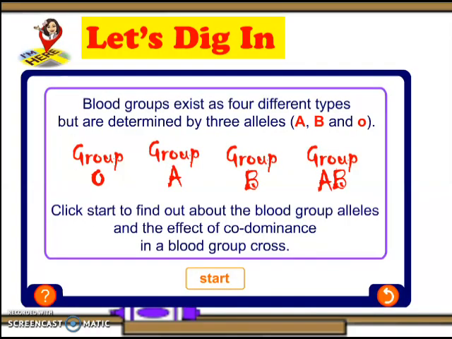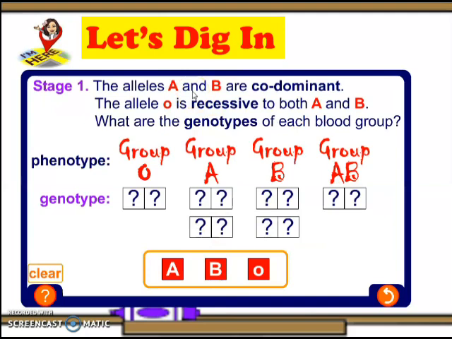Let's dig in. Blood groups exist as 4 different types, but are determined by 3 alleles, A, B, and O. Group O, Group A, Group B, and Group AB. Stage 1, the alleles A and B are codominant. The allele O is recessive to both A and B. What are the genotypes of each blood group?